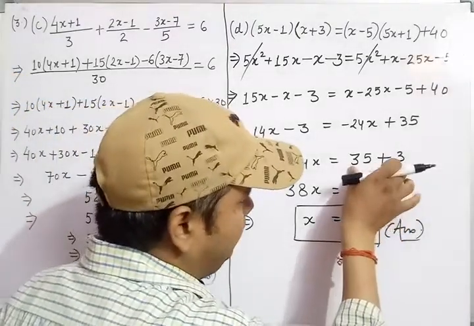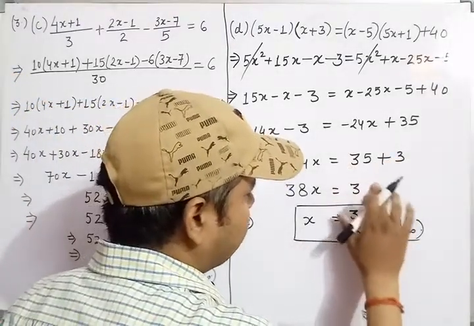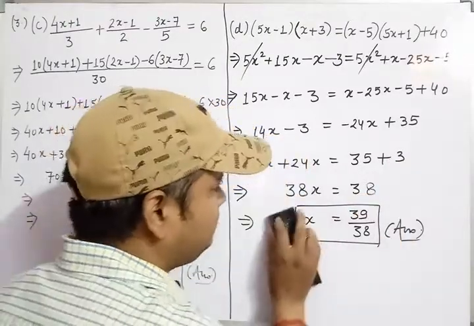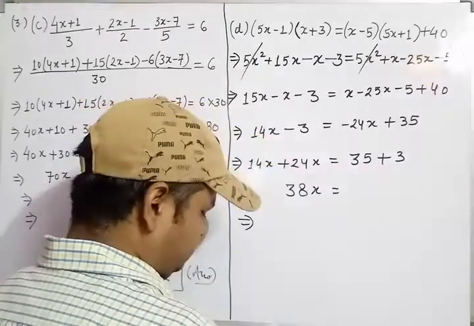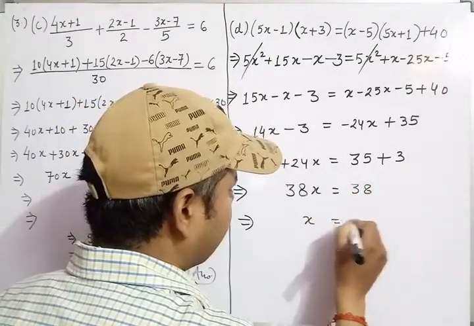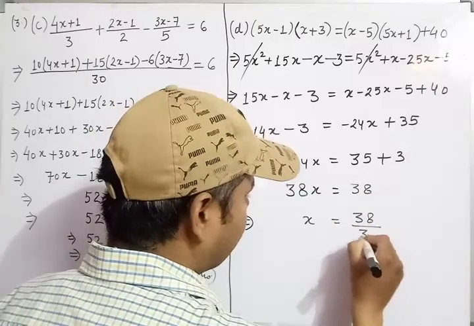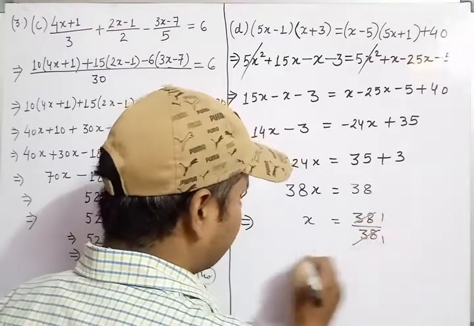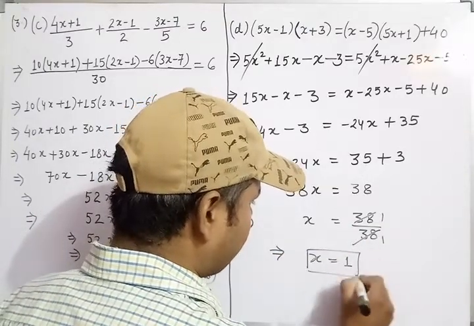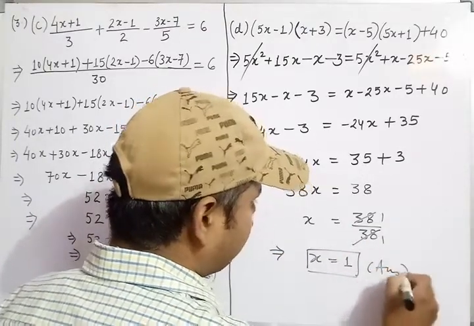You have to add 35 plus 3, that is 38. Here you have to write 38. So the answer will be changed, because if you divide 38 by 38, then we will get 1. Okay, so here we can write x is equal to 1, and this is the final answer.